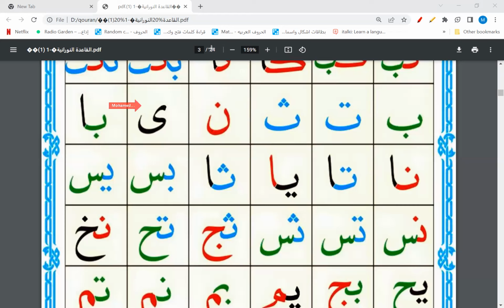Also, do you see this one? Do you remember it? That one is ya. It is the last letter of the alphabet. And I just want you to remember that this is also ya. You see right here, the black one with 2 dots down. So this is ya, this is ya. And this one right here, can you tell me what it is?